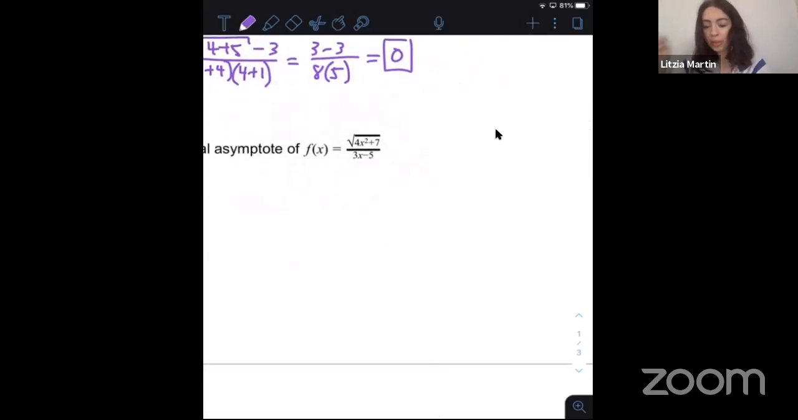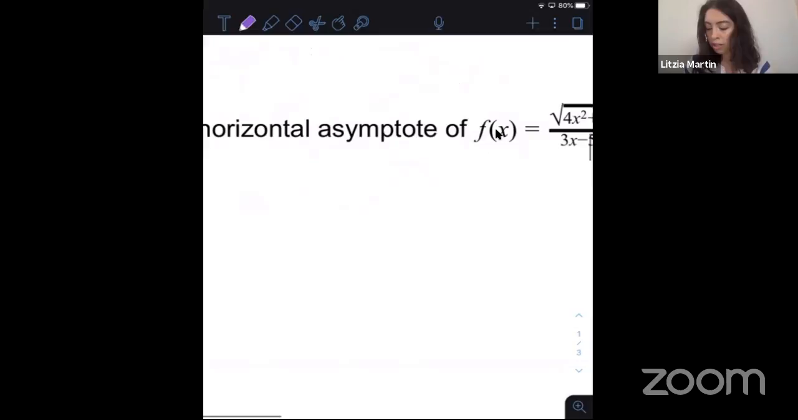Number 4, it says find the horizontal asymptote of f of x. Remember I said earlier when we were looking at the graph that when we're trying to find the horizontal asymptote, we want to take the limit as x approaches positive infinity or negative infinity. So that's what we're going to need to do in this case, actually take that limit as x approaches positive infinity and then also the limit as x approaches negative infinity.